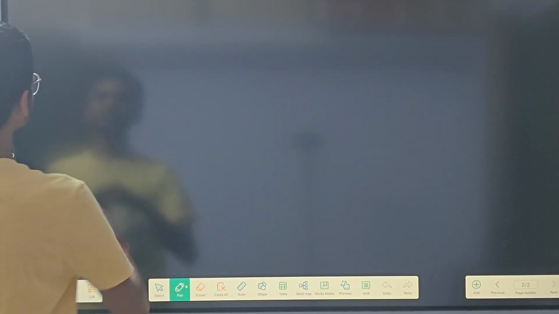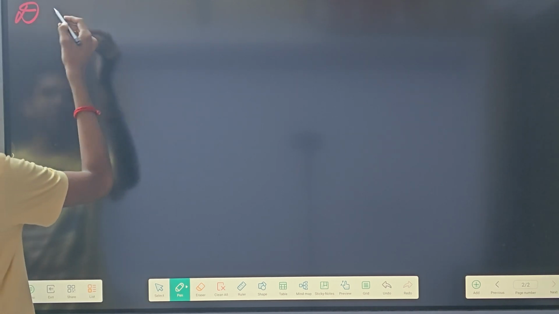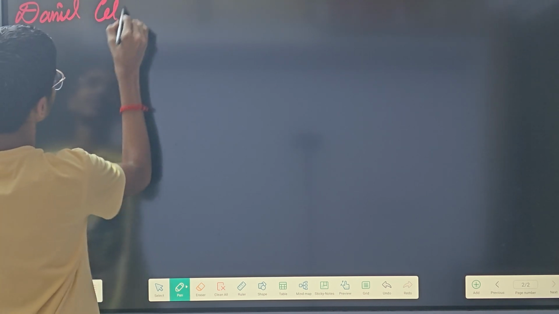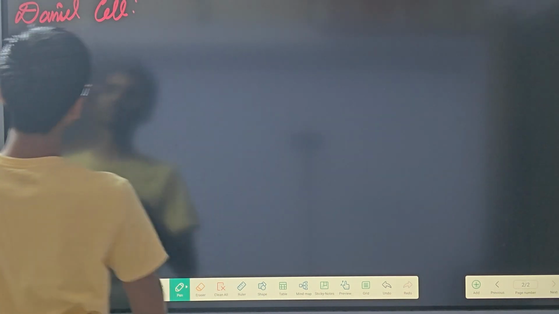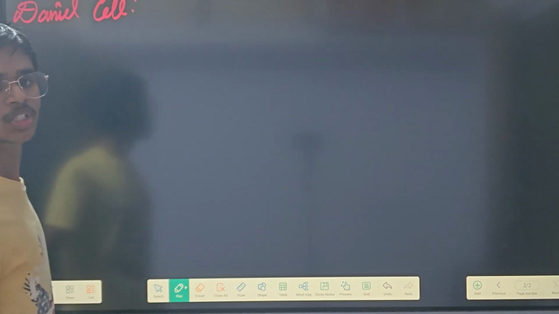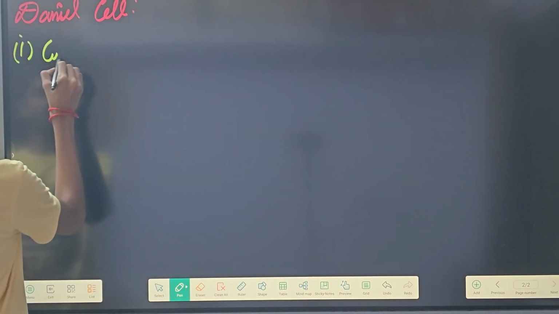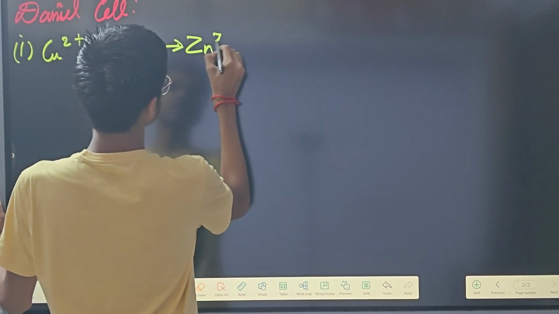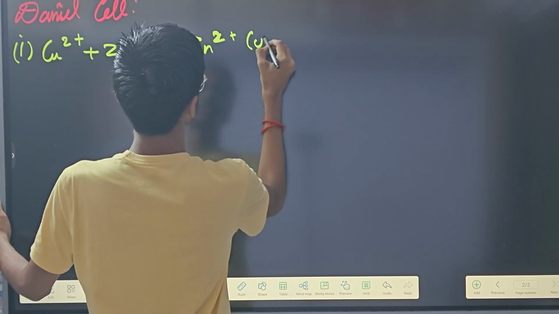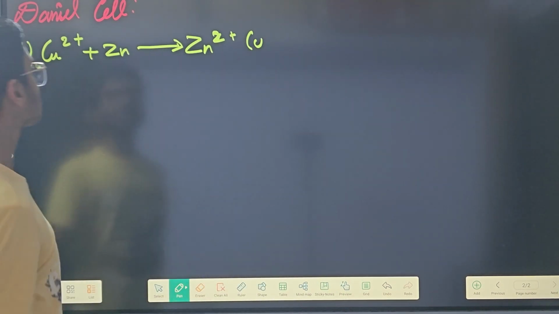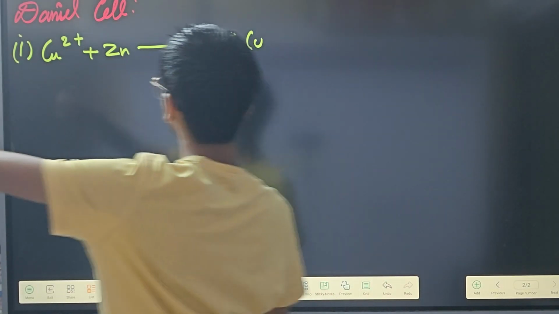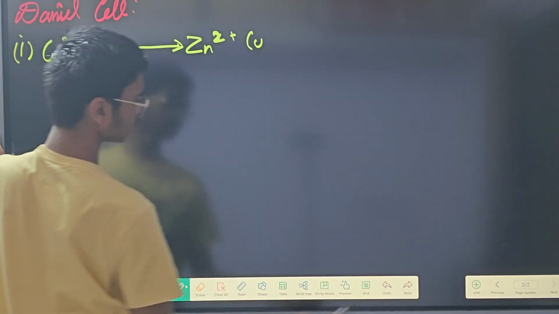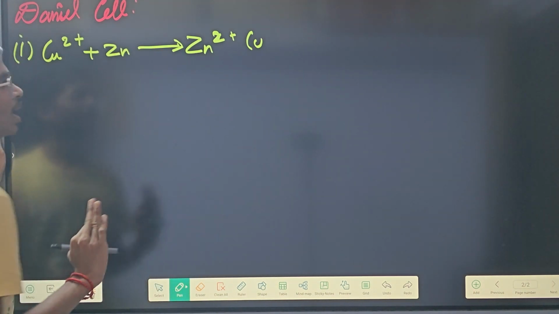Coming back to the Daniel cell. So what is this equation going to be? It's going to be Cu2+ plus Zn giving rise to Zn2+ plus Cu. Note this: always, on this side, what is being reduced is this, and this is what is being oxidized. Okay, perfect.